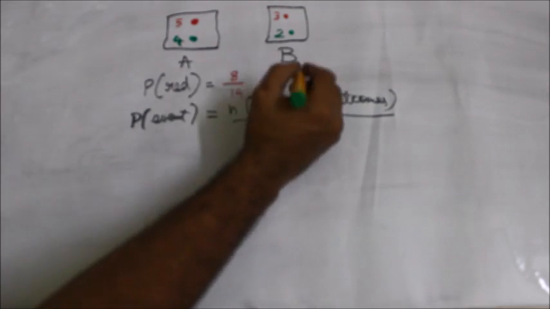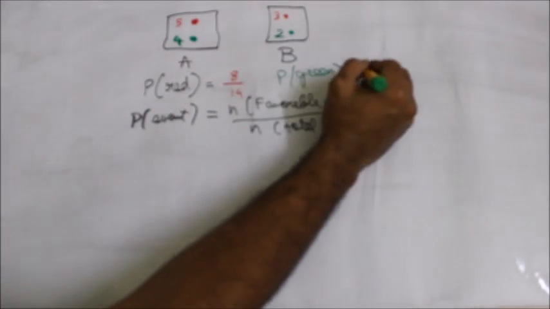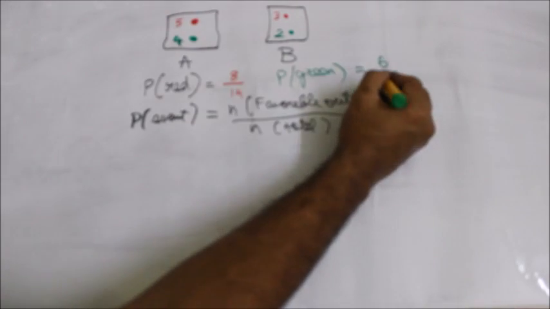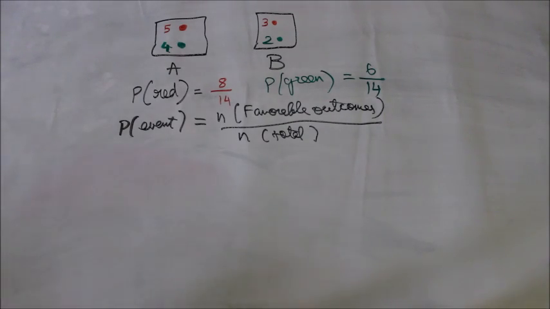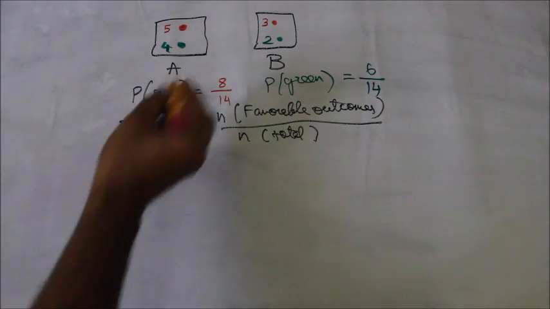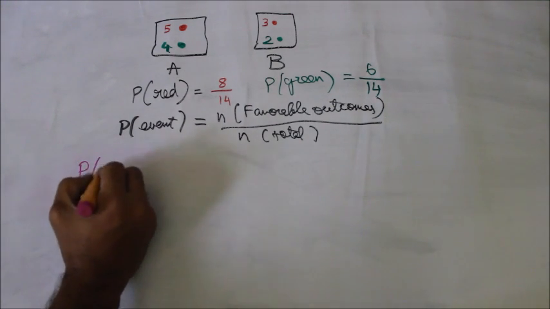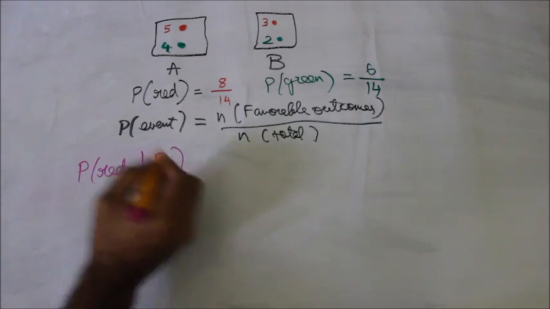Similarly, the probability of a green ball is going to be favorable outcomes 4 plus 2, 6, divided by total, which remains 14. Now what if I were to tell you that you have to draw only from box B, and I were to ask you the probability of the ball being red given that you've drawn from box B?